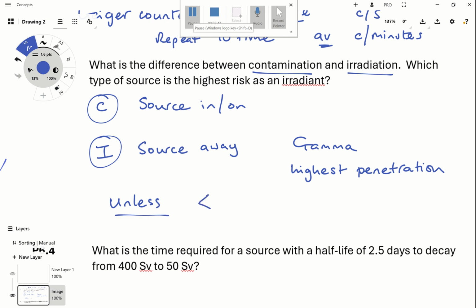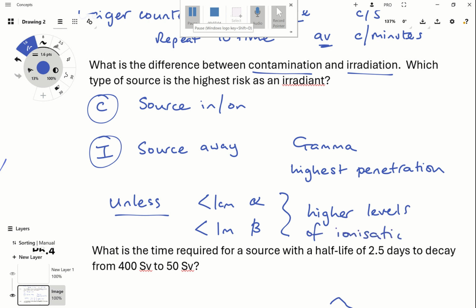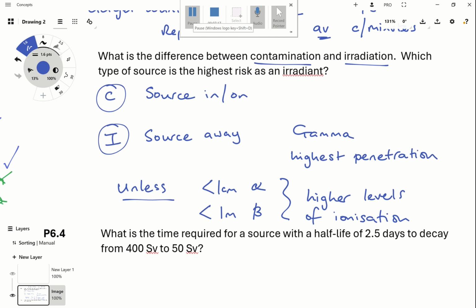if it's less than 1 centimetre away, it would now be alpha, because alpha can make it that far. If it was less than 1 metre away, it would now be beta. And the reason why that distance is important is, well, now we're dealing with higher levels of ionisation. And that's more refined. So as a general rule, gamma's the highest risk as an irradiant because it can go further. However, if we start reducing that distance down and down and down, we then get to the point where alpha and beta will now be more hazardous. And that's that done.